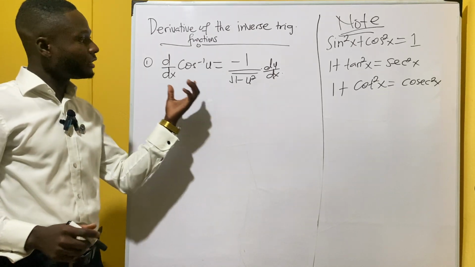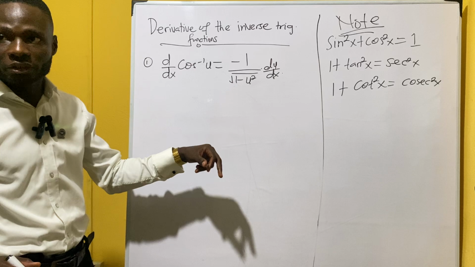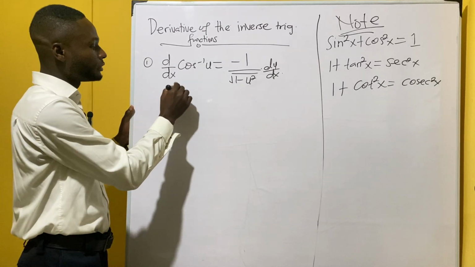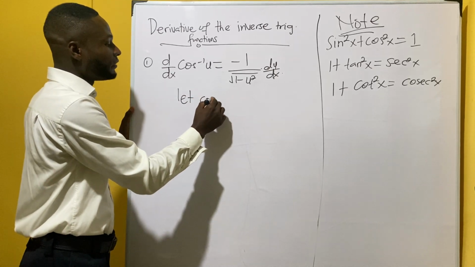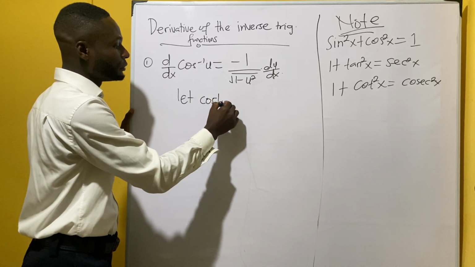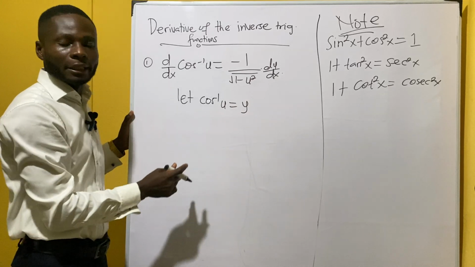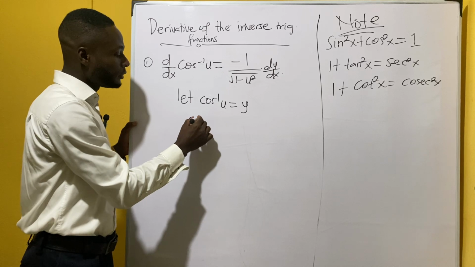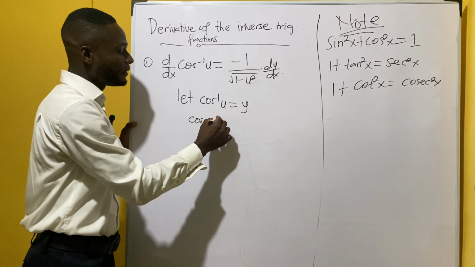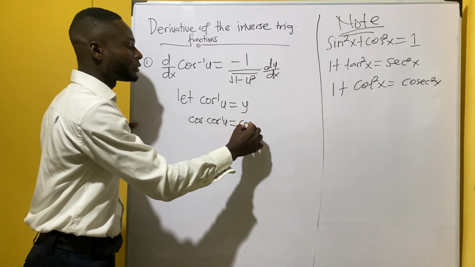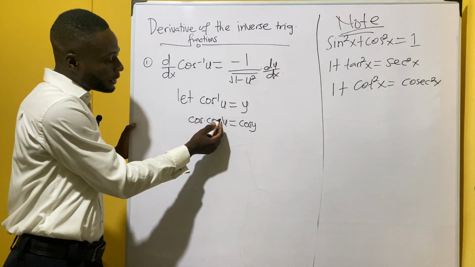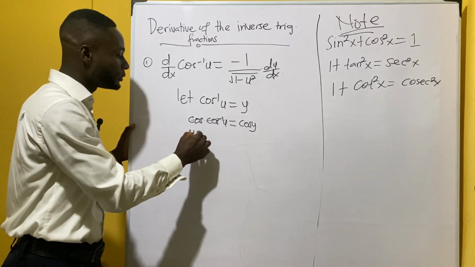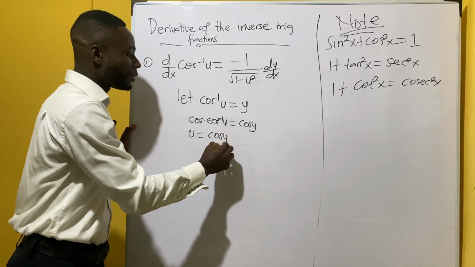So we proved the sine inverse. Now we are coming to the cos inverse, right? So as usual, our normal representation, let cos inverse of u equal y. Now we take the cos of both sides because we are dealing with the cos inverse. So we have cos of cos inverse of u should be equal to cos y. Now the cos and cos inverse cancel, right? So we have u is equal to cos y, right?